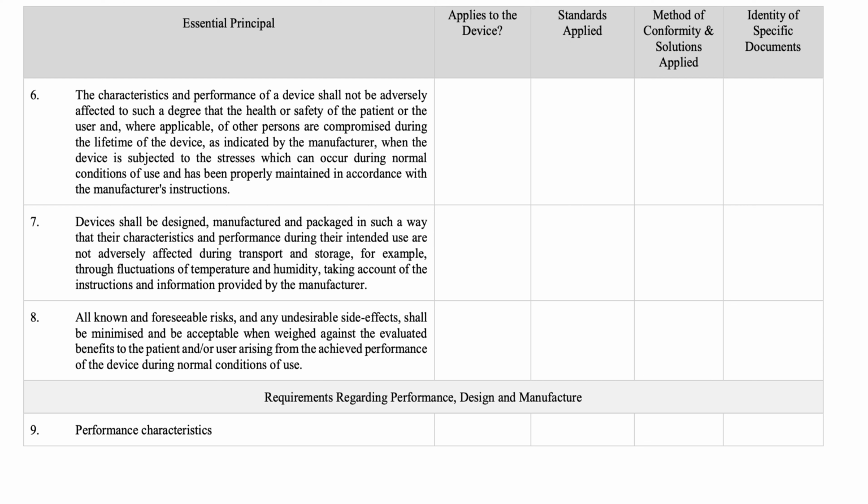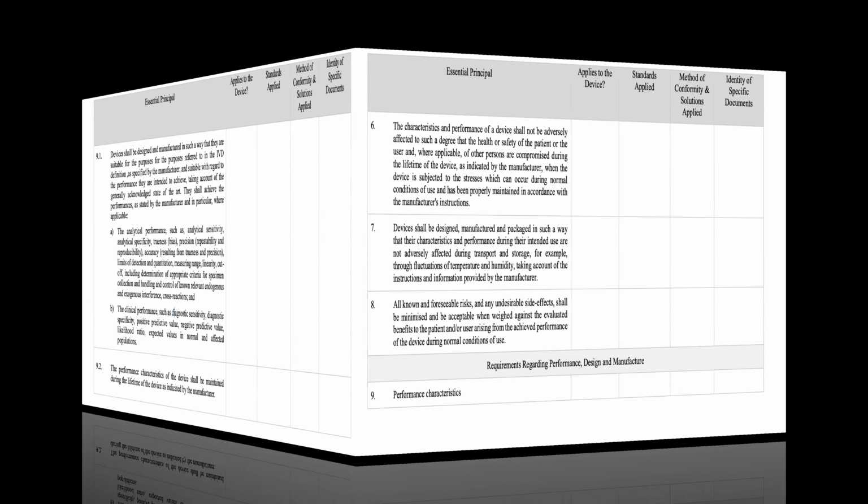Now, from point number 9, it is mainly going to speak about the functionality of the in vitro diagnostic devices. So requirements regarding the performance, design and the manufacture. So we are going to talk about the 3 aspects. Let's talk about point number 9, which is the performance characteristics.